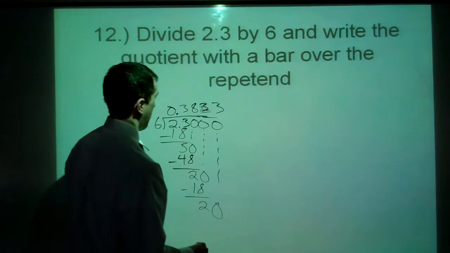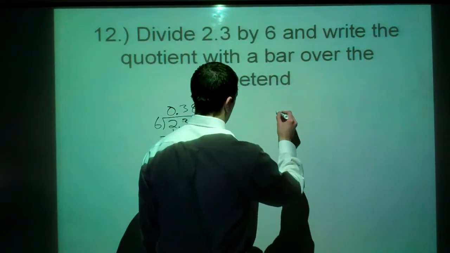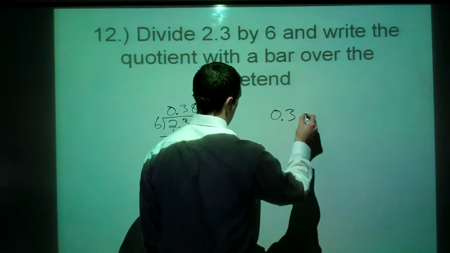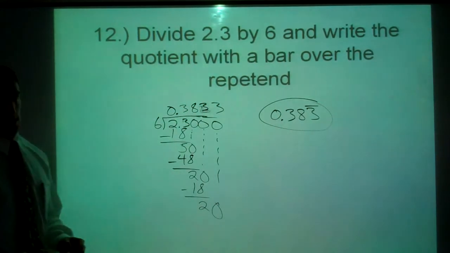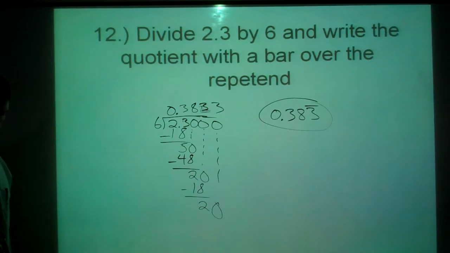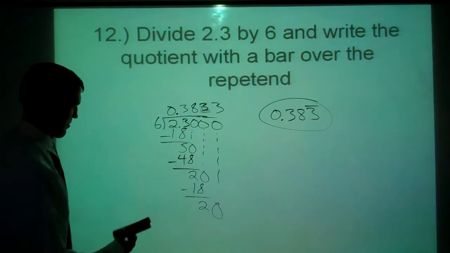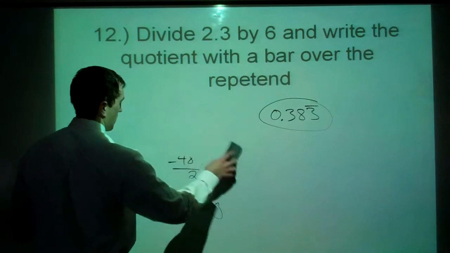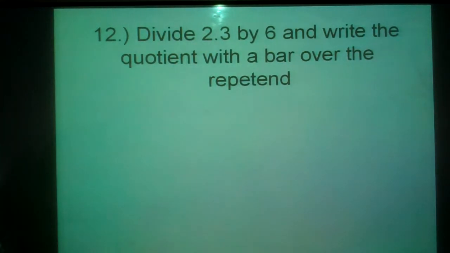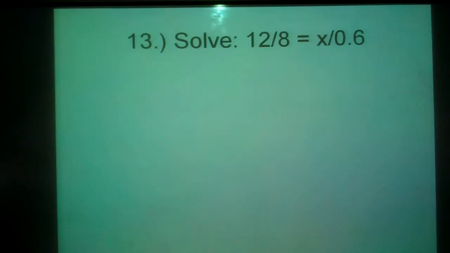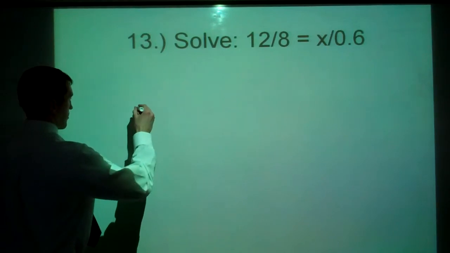So 0.38333333. So we'll write that like this, because that 3 is going to continue on forever, but only that one. Alright? Bar over the repeated part. Okay? Next. Solve 12 over 8 equals x over 0.6.